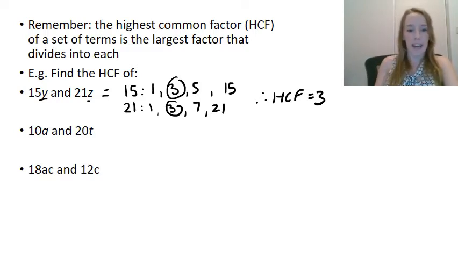If we look at 10a and 20t, again they have different pronumerals, so we know it's not going to be a pronumeral factor. We're just looking for the highest common factor of 10 and 20, which is going to be 10.